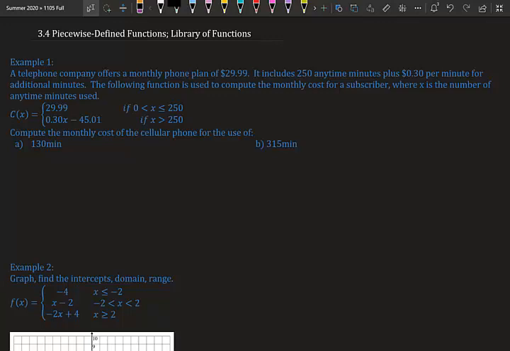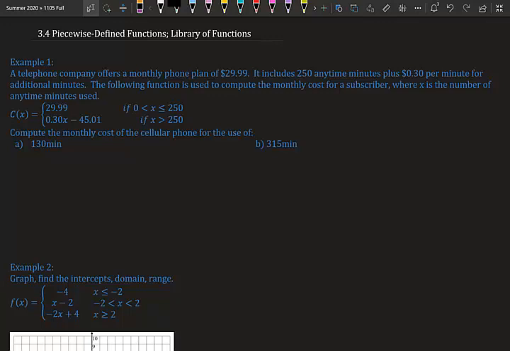It's bills, mortgage payments, 401ks, which are retirement plans, stocks. I can keep going. They're all governed by piecewise defined functions. Seriously, they are. Your phone bill is governed by piecewise defined functions, and that's why we're going to use this example. So, example 1: a telephone company offers a monthly phone plan for $29.99. It includes 250 anytime minutes plus 30 cents per minute for additional minutes.